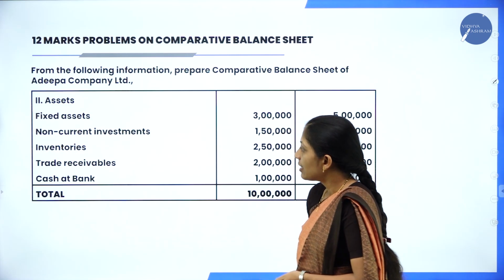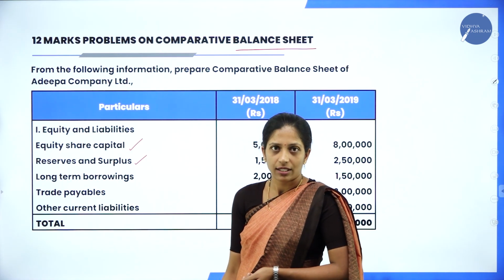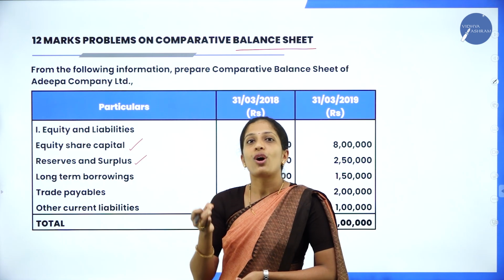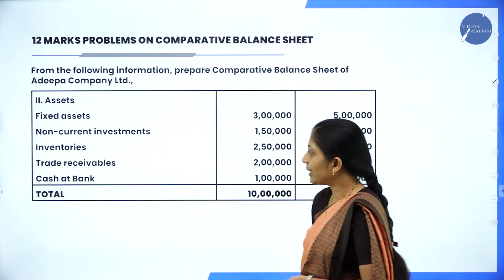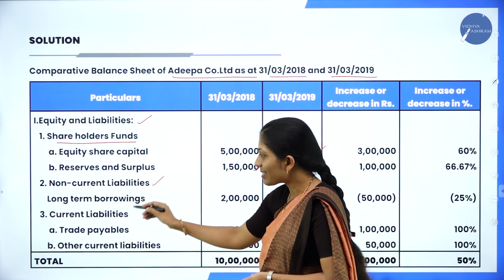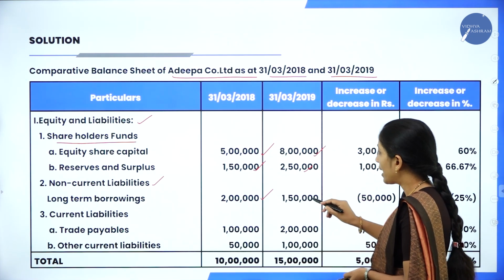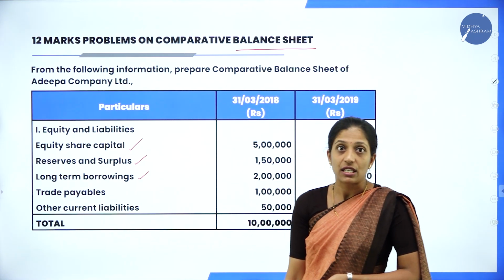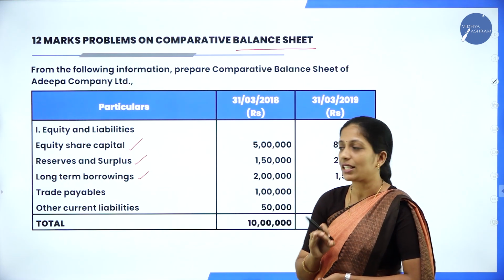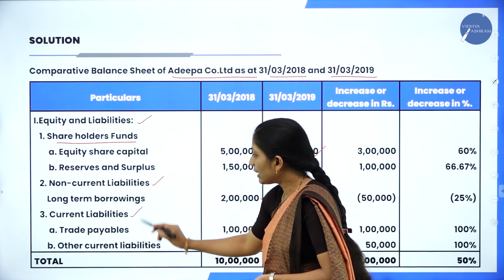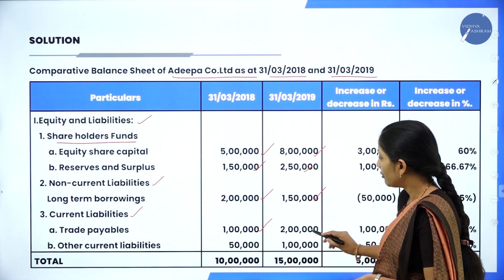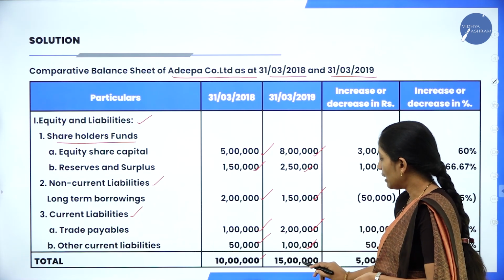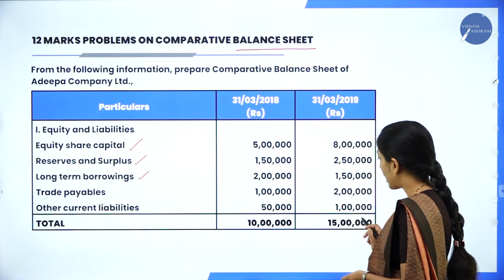Okay. Next, second is what? Long-term borrowings they have given. So what is the heading or what comes under long-term borrowings? That is non-current liabilities. So you have to show like that only. Second one, non-current liabilities. Under that, long-term borrowings, 2 lakh and 1 lakh 50. Next, what have they given? Trade payables and other current liabilities. Where does it come? It comes under current liabilities. So we'll write third one, current liabilities. Under that, trade payable 1 lakh, 2 lakh, other current liability 50,000 and 1 lakh. Total 10 lakh and 15 lakh. They have given.